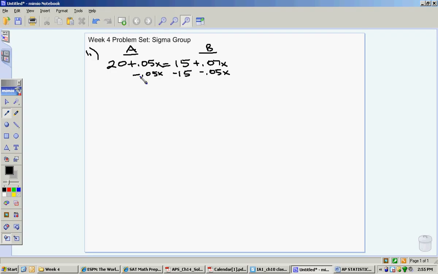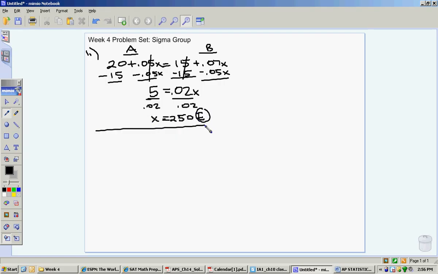I'm going through this rather quickly. I assume you guys know this algebra. That's gone, giving us 5 equals 0.02x. Divide both sides by 0.02. We get an x value of 250 kilometers, which is answer choice E for number 1. That's an E. Kind of looks like an E.